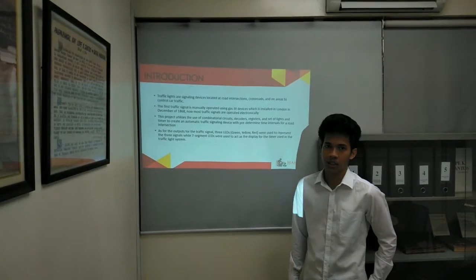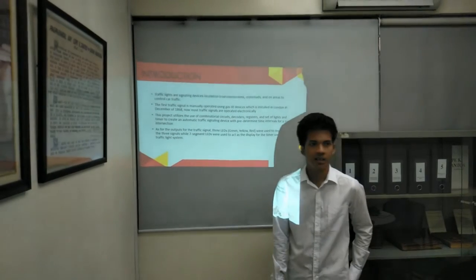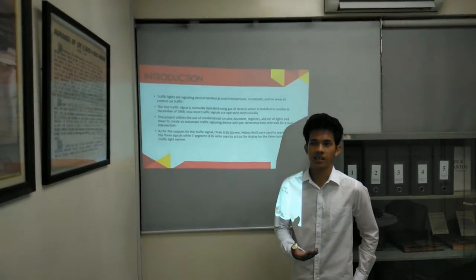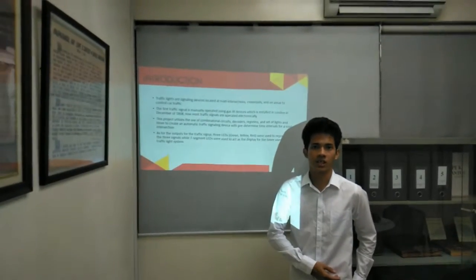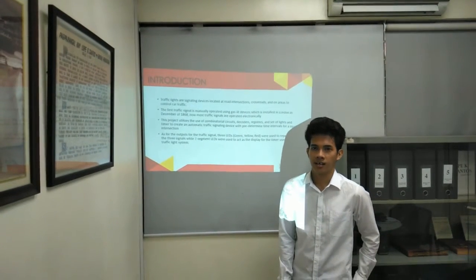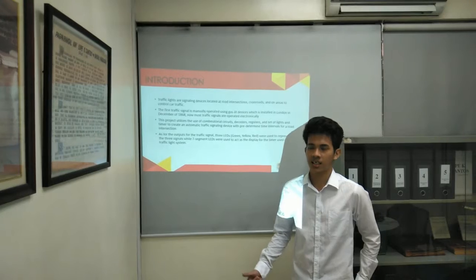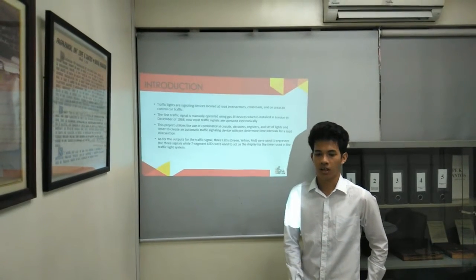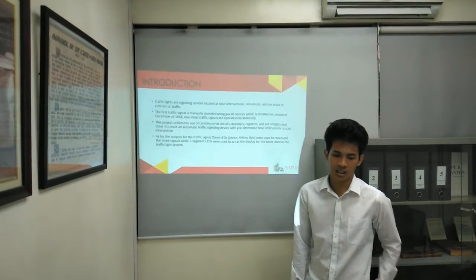The first traffic light was actually a gas-lit traffic light, but since it was gas-lit, it caused fires. So due to the evolution of technology, the traffic signaling system also evolved to electronic, and now to digital and automated.